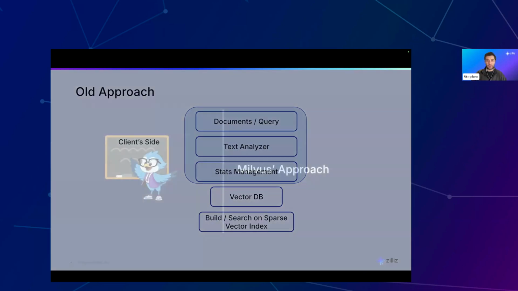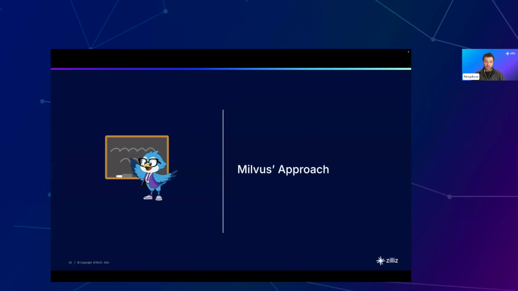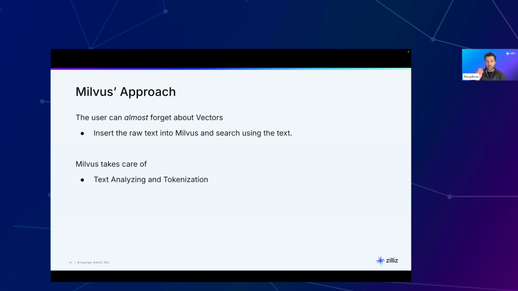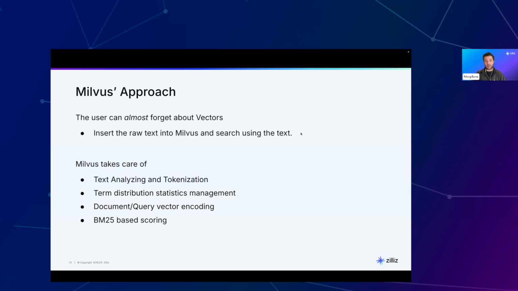That's really annoying. So we took a different approach here because we don't want our customers and clients to have to do that. We just want it to be very smooth for them. So our approach is that you can basically forget about vectors. What's going to happen is that you're going to insert some raw text into Milvus, and then you just search using this text. We'll take care of text analyzing and tokenization, the distribution statistic management as well, so you don't have to do it yourself, the document and query vector encoding, and the BM25-based scoring.